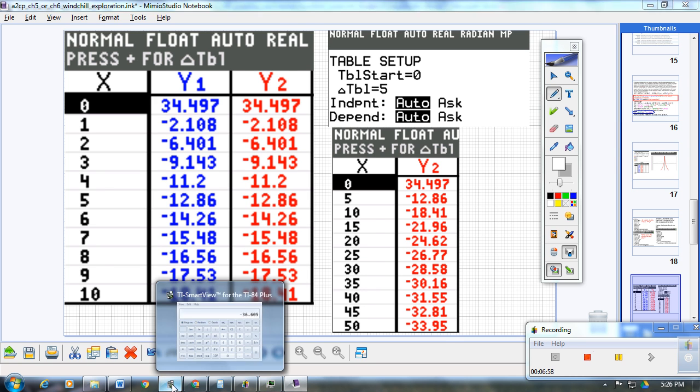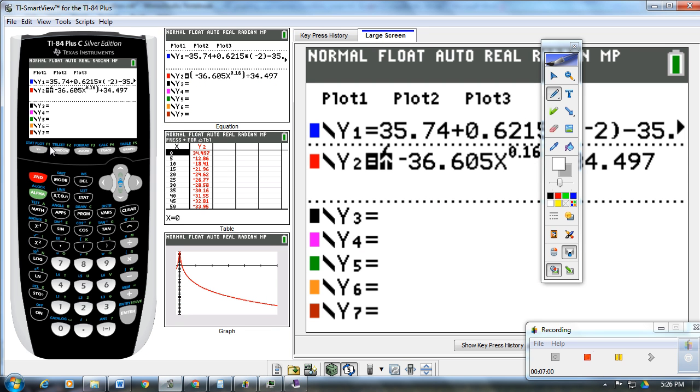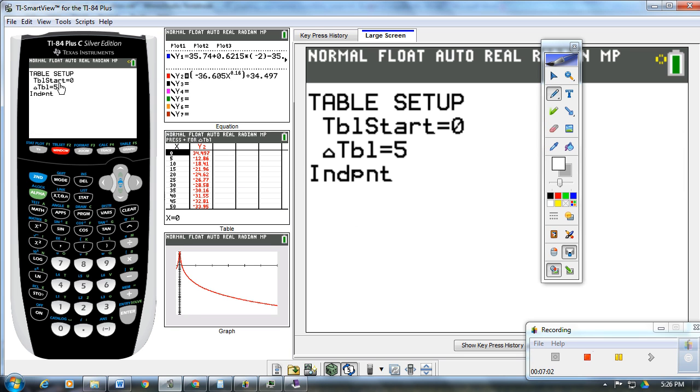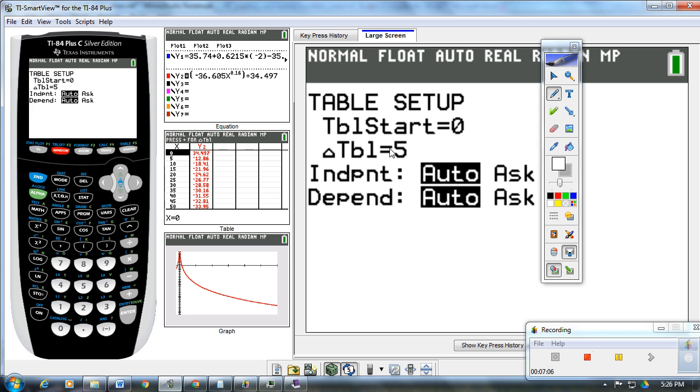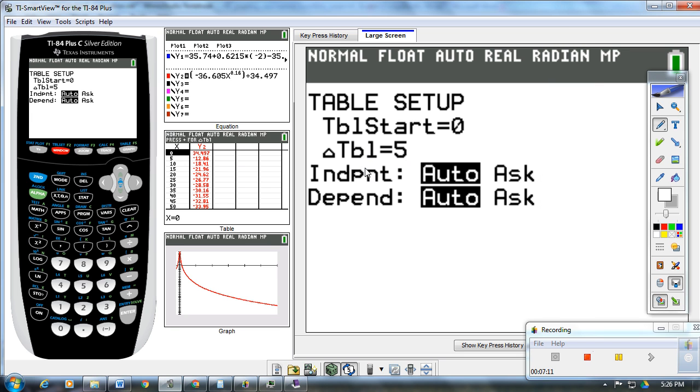You set your table. I could show you how to do that. Just hit second window. So I hit second window. I get to this table setup. I want my table to start at 0, and I want to change by 5. I want it to automatically generate that. Again, I would put the independent variable on ask if I wanted to enter in the values.